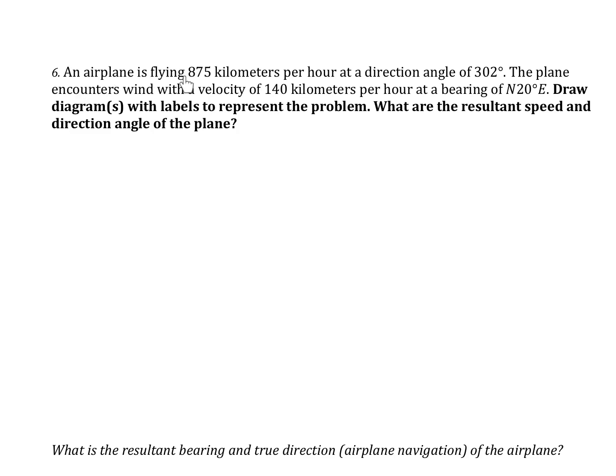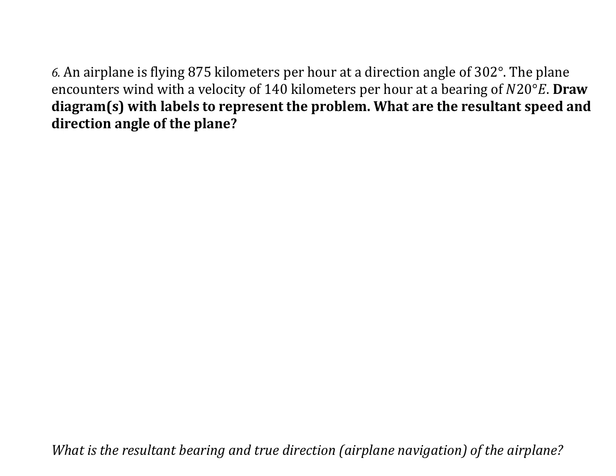An airplane is flying 875 kilometers per hour at a direction angle of 302 degrees. The plane encounters wind with a velocity of 140 kilometers per hour at a bearing of north 20 degrees east. Draw diagrams with labels to represent the problem. What are the resultant speed and direction angle of the plane?